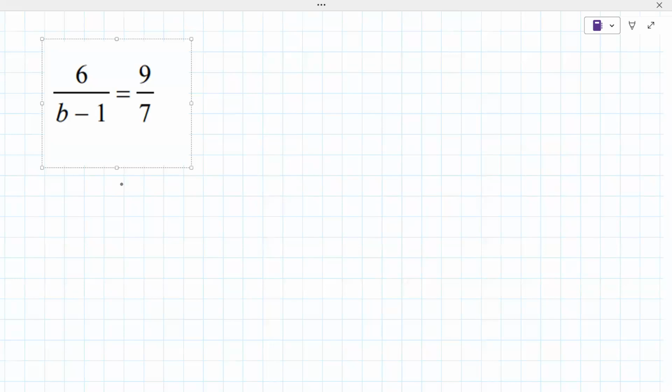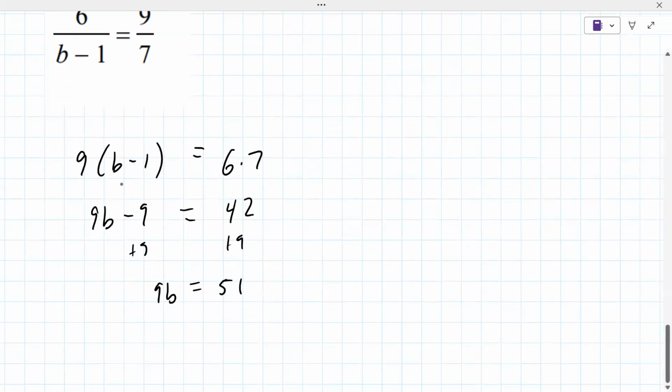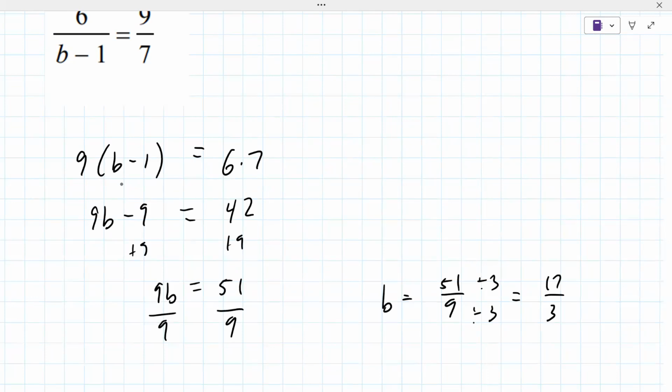Okay, let's take a look. 9 times (b minus 1) equals 6 times 7. 9b minus 9 equals 42. That's looking close to what you have. So then you add 9 to both sides. 9b equals 51. And then you divide by 9. Now 51 is divisible by 3. So we just reduce this to 17 over 3. Yeah.